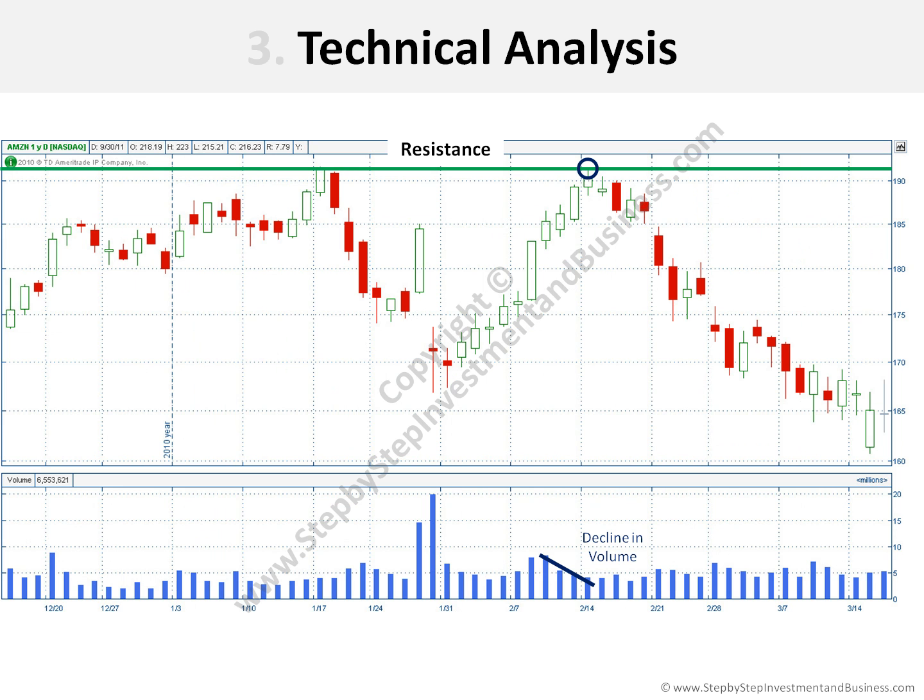Notice that a resistance was formed at a value of just over $190. When the stock touched resistance for the second time, this was accompanied by a decline in volume. Clearly, here we got a bearish signal. This fall in the stock price actually occurred in the following days.